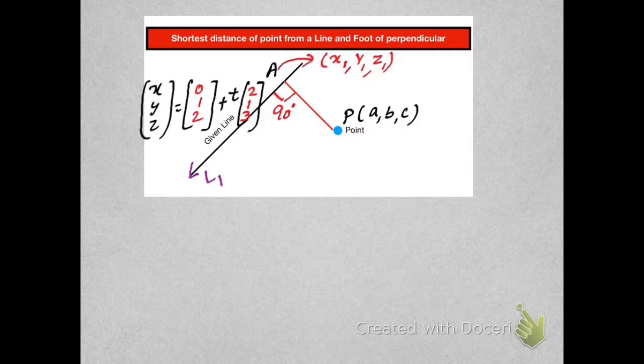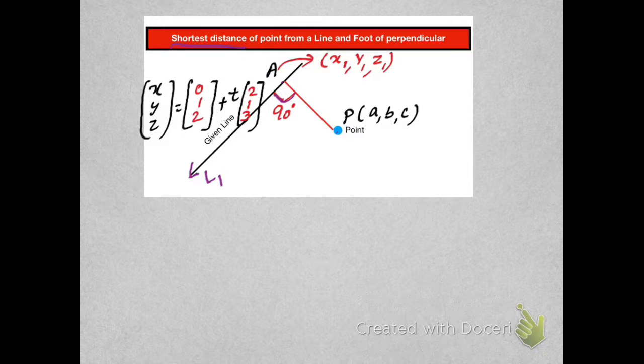Just as an example, I have taken xyz as (0, 1, 2) plus t times (2, 1, 3), and the point P (a, b, c), from where I would like to find the shortest distance. Why is it called the shortest? Because from P to A, the point on the line, it is making a 90-degree angle. If it is making a 90-degree angle, it has to be the shortest, otherwise it will not be the shortest.